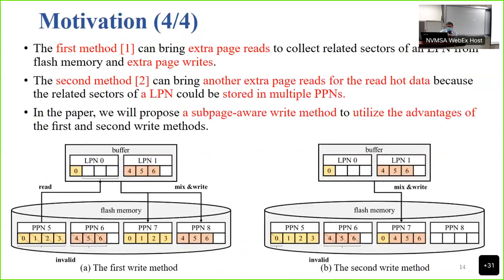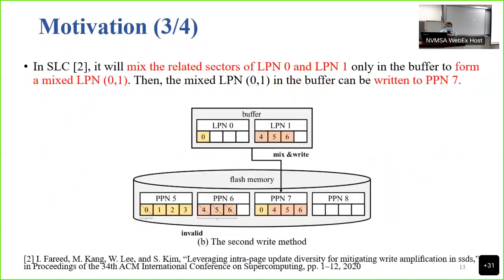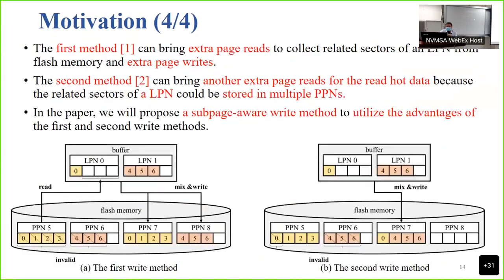Just as I said, the first method is UFS. The first method can bring extra page reads because it has to collect the related sectors. And also it causes extra page writes, because when you collect the sectors, you have to write more sectors. And the second method can bring another extra page read.